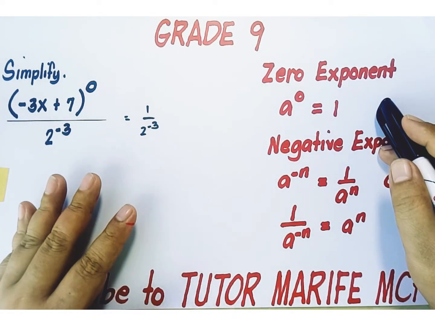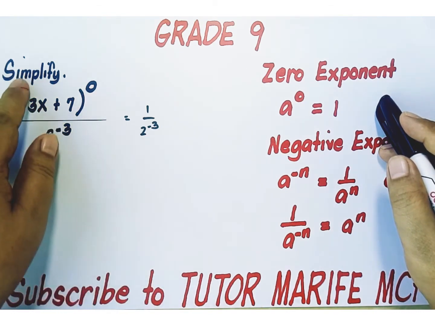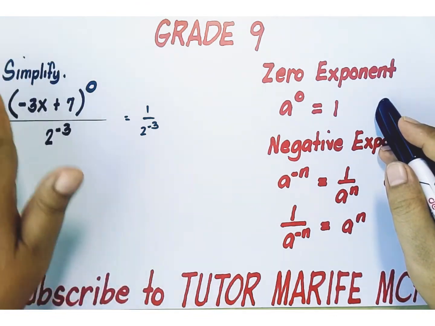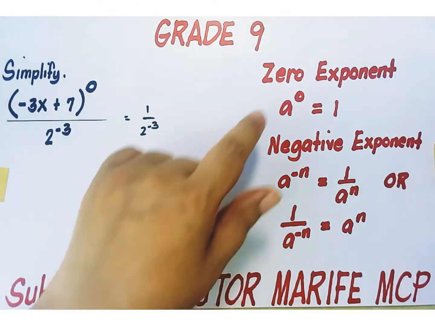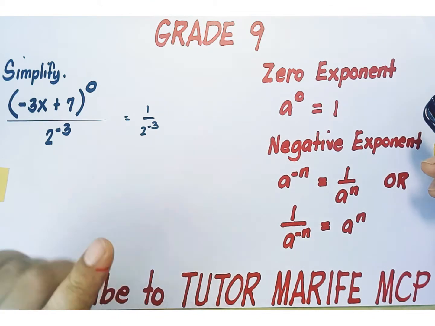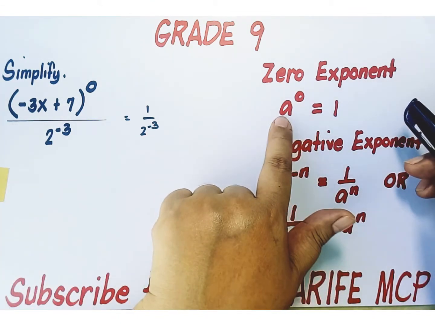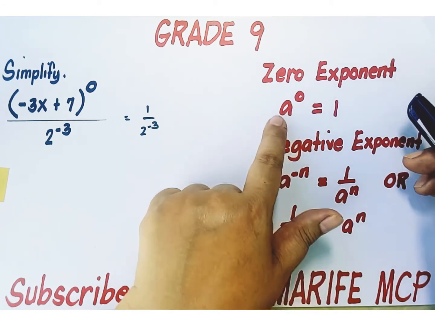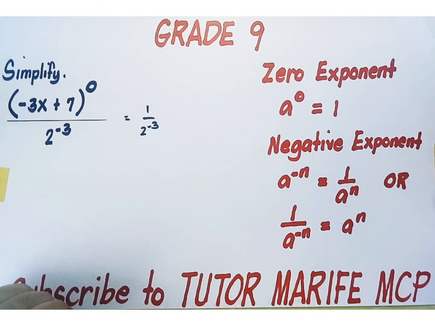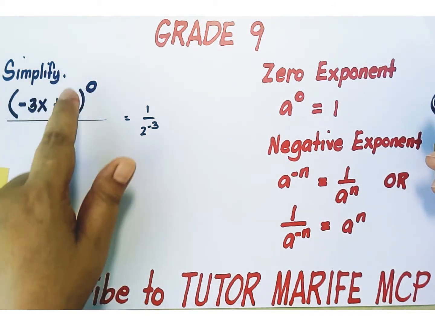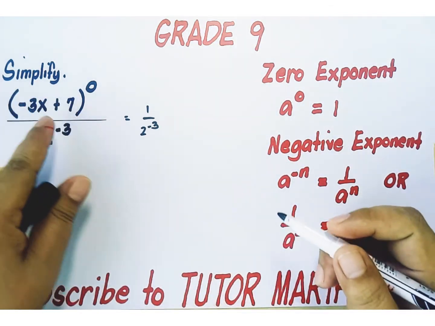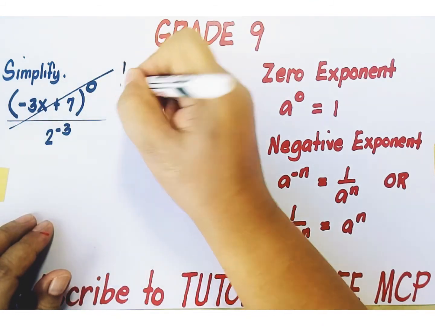Let's simplify the last given expression. We have negative 3x plus 7 quantity raised to 0 all over 2 raised to negative 3. How do we simplify this? We are going to apply the zero exponent rule and the negative exponent rule. The zero exponent rule tells us that any number, any term, any expression, any group raised to 0 is always equal to 1. So for our first step, we can simplify the numerator of the given expression by application of the zero exponent rule. This group raised to 0 is always equal to 1.